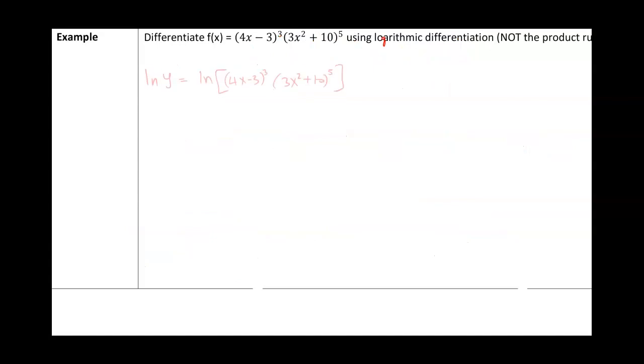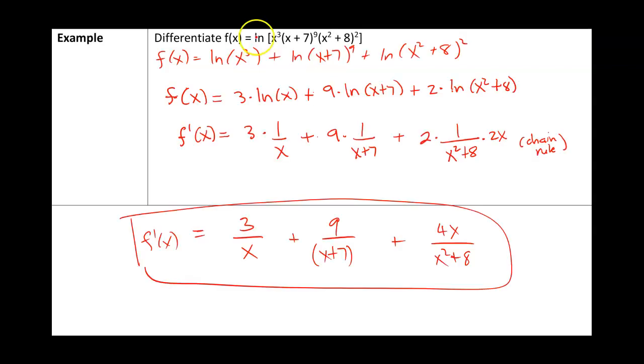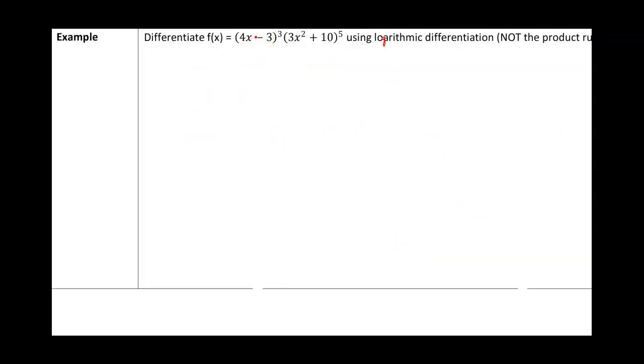So what we're going to do is first replace the f of x with the y, and then we take the natural log of both sides. Now, why can we do this? Because as long as you take the natural log of both sides, this is allowed. Again, in the previous example, this wasn't needed because we already had a natural log, whereas here we didn't.